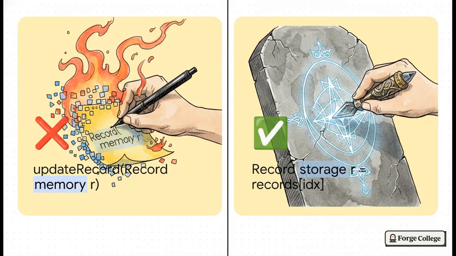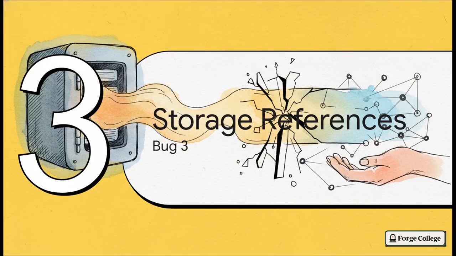In our buggy code, the update record function takes Record memory r. It is furiously scribbling changes onto a sticky note that gets immediately discarded the second the function finishes. Naturally, the change completely fails to persist to the contract state. To fix this, instead of taking a memory copy, we grab a direct storage reference. We are now pointing directly at the stone tablet itself. When we update the value here, the mutation actually sticks permanently to the persistent state. Much better, right?